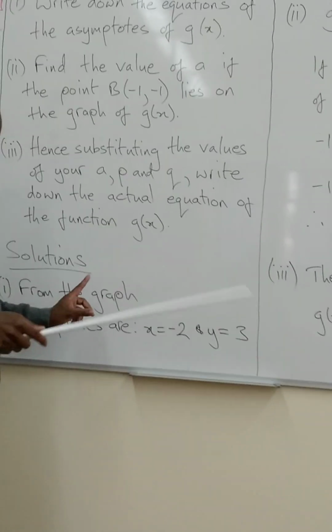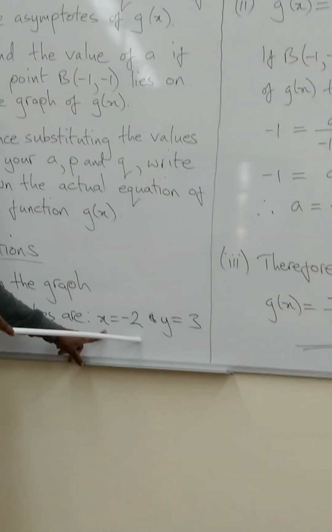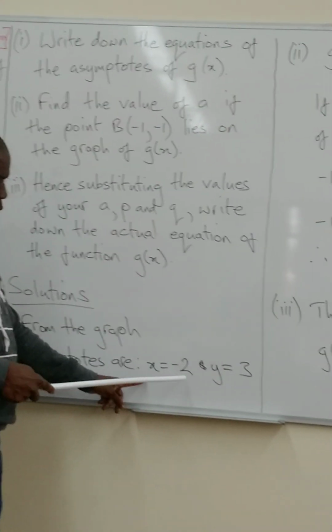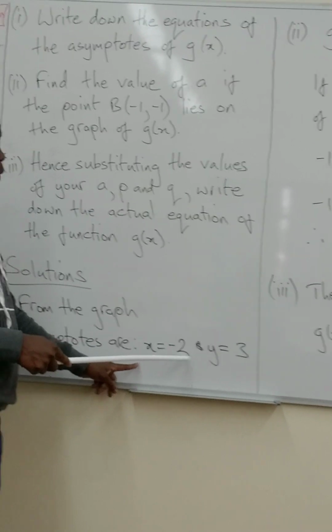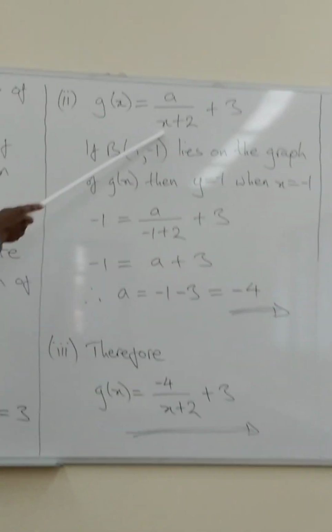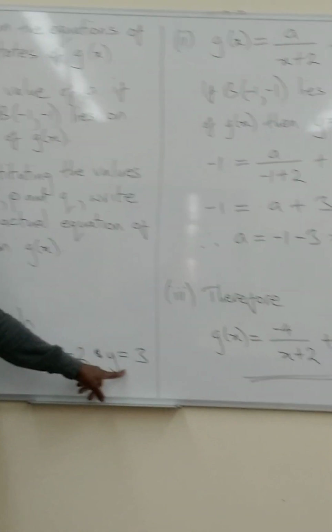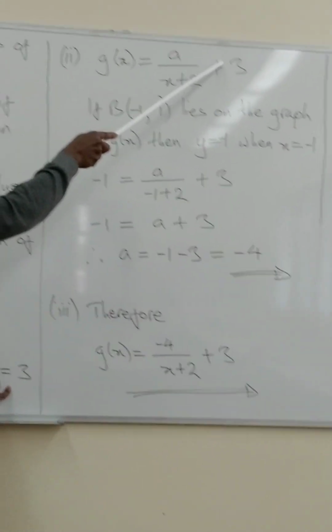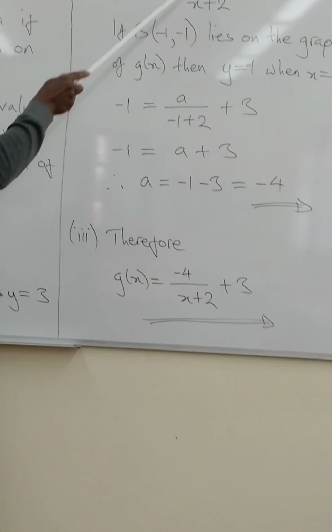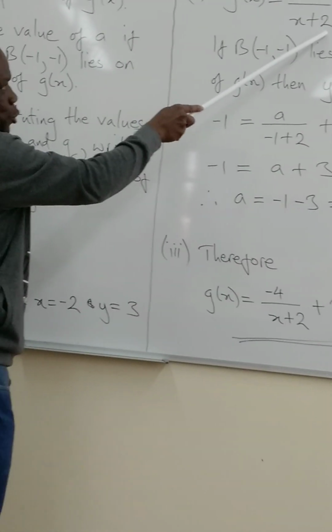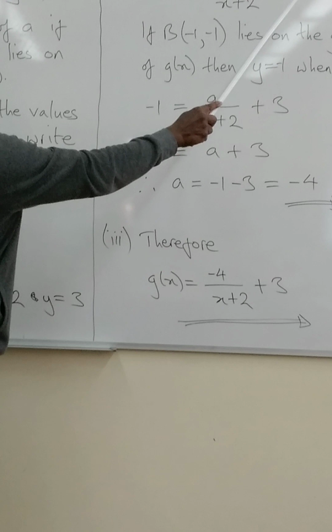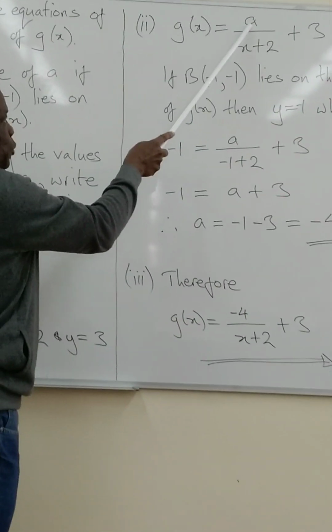I normally teach learners a simple way of looking at the x asymptote. x is equal to -2. If you take this -2 across to the left-hand side, you will get x plus 2 is equal to 0. So the x plus 2 becomes the denominator in our function. So there is our x plus 2. And then this y is equal to 3 will be the plus 3, which is a shift by 3 units. So that our function g of x will be equal to a over x plus 2 plus 3. Meaning our value of p is 2 and our q is equal to 3. But a we don't know.